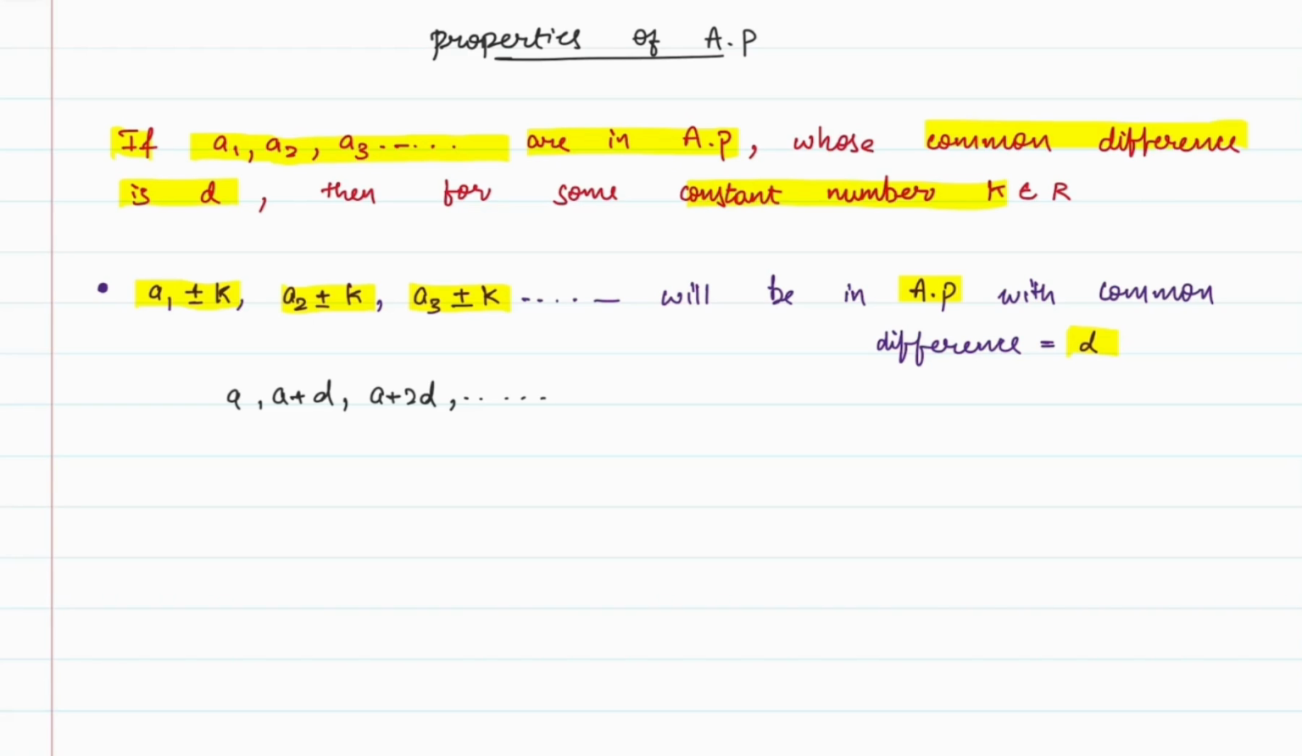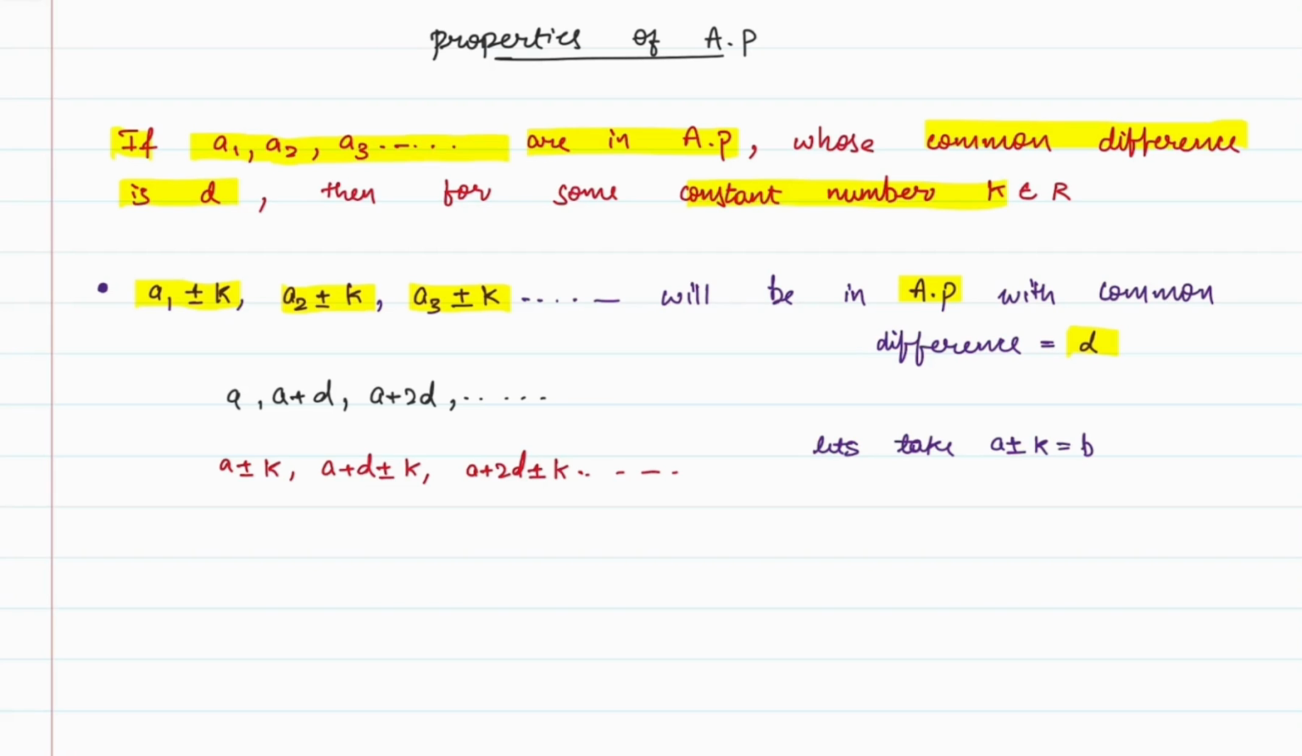Now we can either add or subtract k to all these terms. Then this will become a plus or minus k, a plus d plus or minus k, a plus 2d plus or minus k. Then let's take a plus or minus k equal to b. Now replace the term a plus or minus k with b.